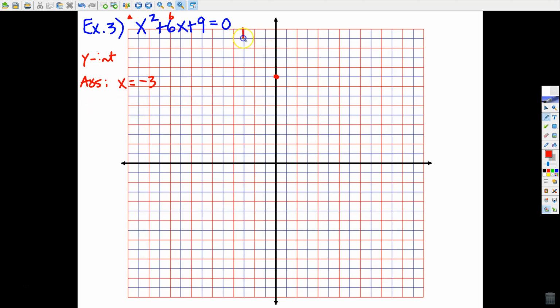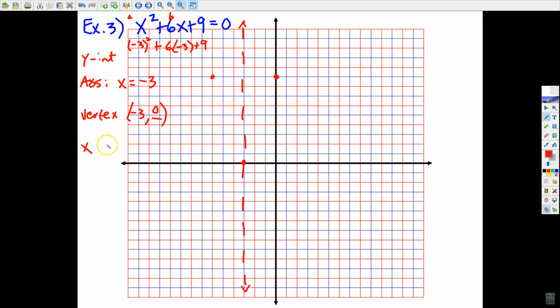Alright, so I'll just go ahead and draw this to show we're going to have symmetry around this line. What's the vertex? Well, the x-coordinate's got to be negative 3. Let's see what the y-coordinate is when we input negative 3 back into the function. Do you see that we're actually going to get 0? 9 minus 18 is negative 9, and negative 9 plus 9 is 0. So the vertex is actually our x-intercept. And let's just go ahead and connect these dots.